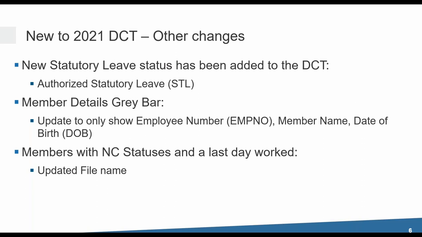This slide provides highlights of some additional DCT changes. We added a new Authorized Statutory Leave status, STL, for you to report statutory leaves other than pregnancy parental leaves. We've updated the gray bar in the member details screen. It now only shows the member's employee number, name, and date of birth. In the export data, the file name for members with NC statuses has been updated to members with NC status and a last day worked. As a reminder, this report only applies to college sector employers.